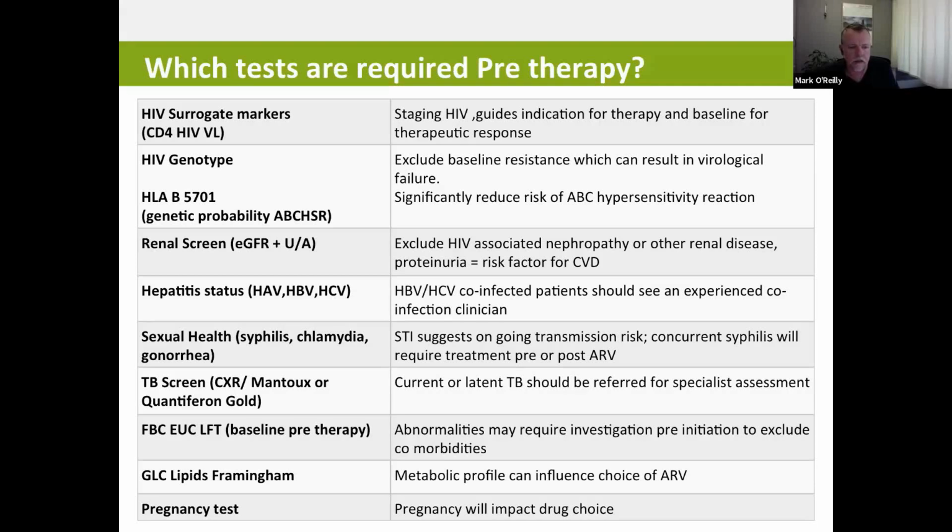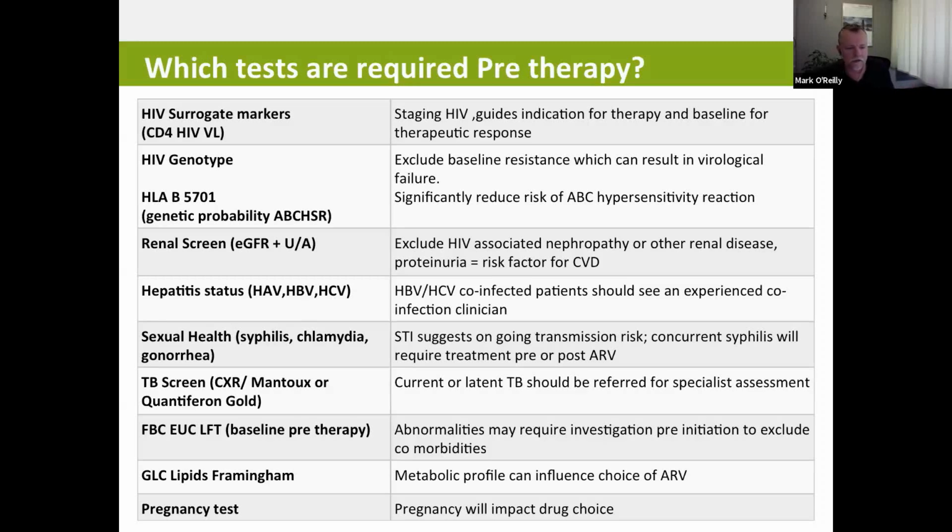Remembering that HIV is largely a sexually transmitted infection, it's also important to screen for other STIs, not only at diagnosis of HIV, but if an individual is at ongoing risk on a routine basis. So we need to be considering syphilis, chlamydia and gonorrhea also. A baseline tuberculosis screen can be performed either by way of performing a chest X-ray, a Mantoux test, or quantiferon gold testing. And quantiferon gold testing is largely the mode that many services use in this era.